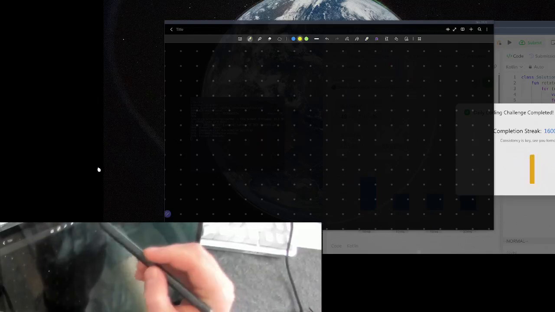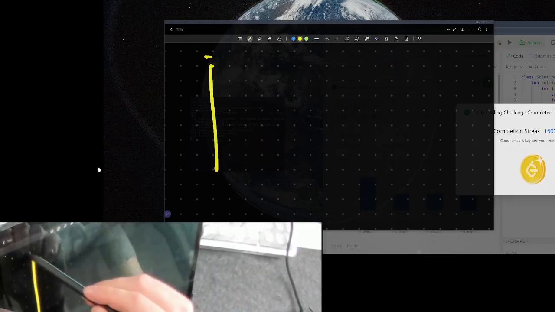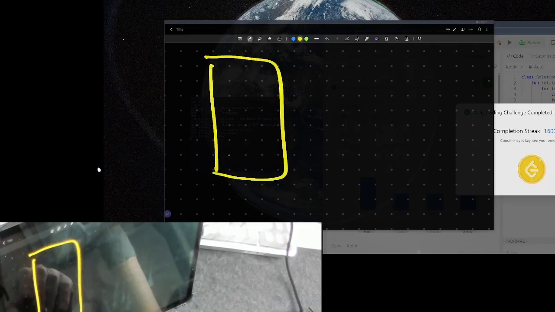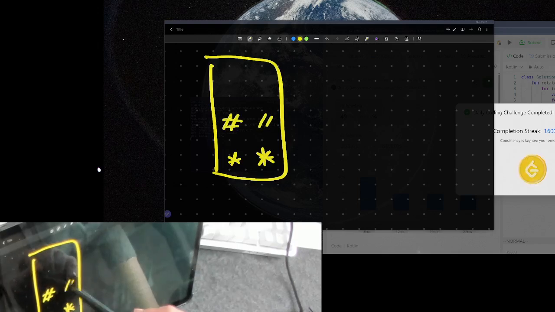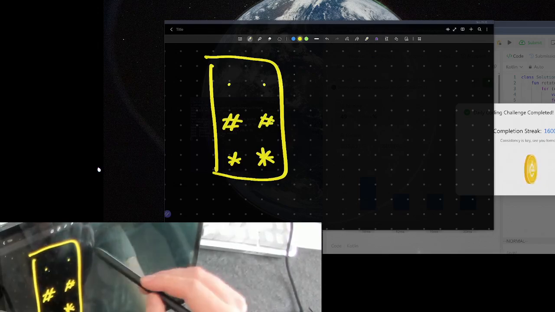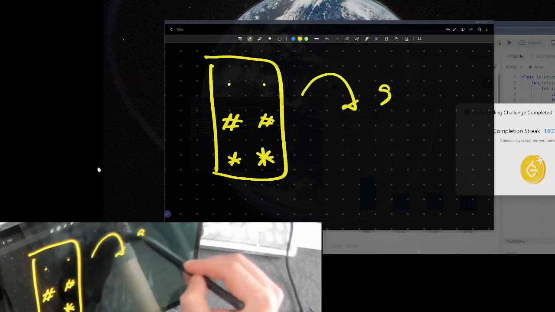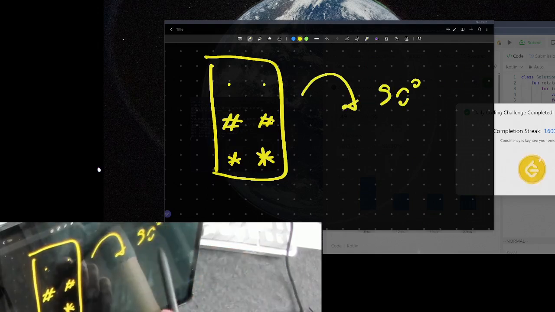So we have a matrix with some characters, and we want to rotate it by 90 degrees and simulate the fall of the characters.